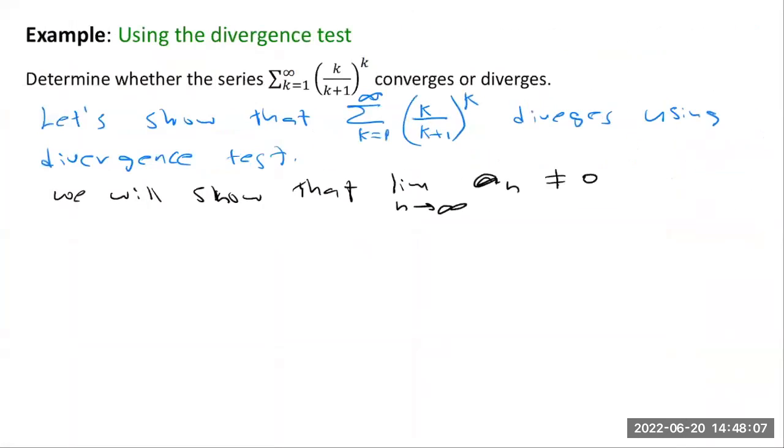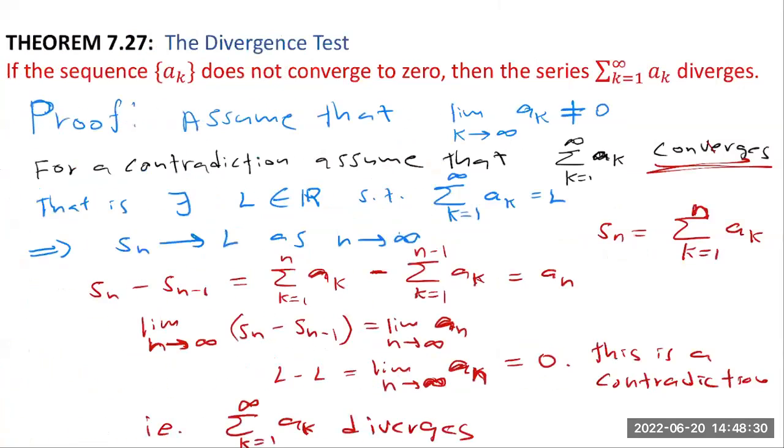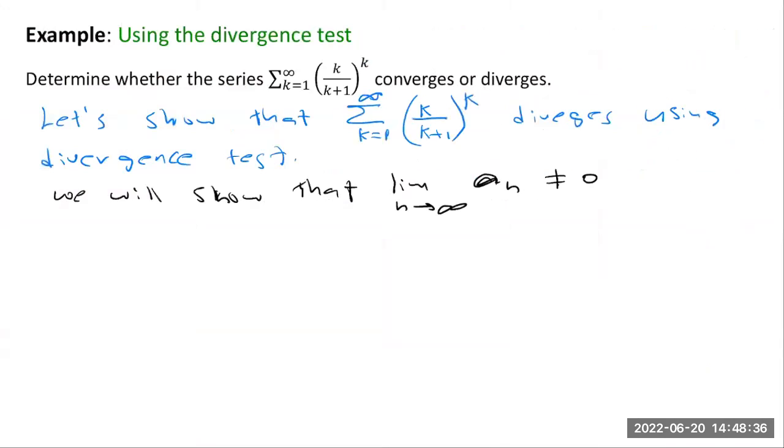Now let's go over an example to understand how to apply the divergence test. Okay, here is the example that I want to work on. Determine whether the series, k goes from 1 to infinity, of k over k plus 1, the whole thing to the power k, converges or diverges. If we are going to apply the divergence test, then we will be showing that the series diverges, right? So let's show that this given series diverges using the divergence test.